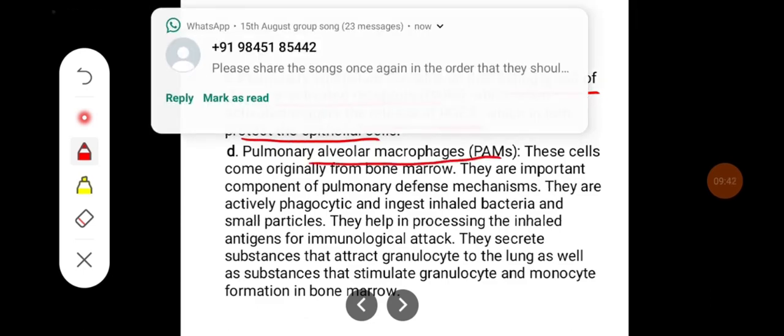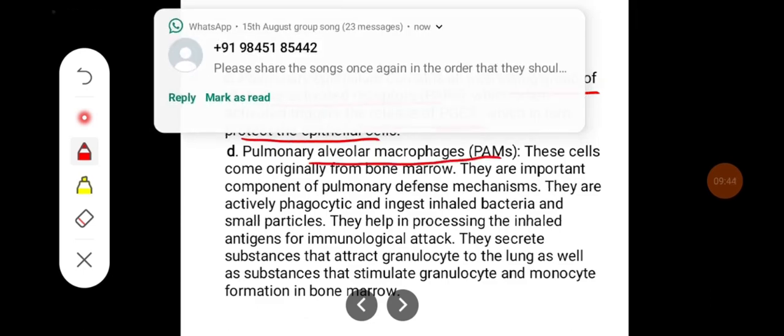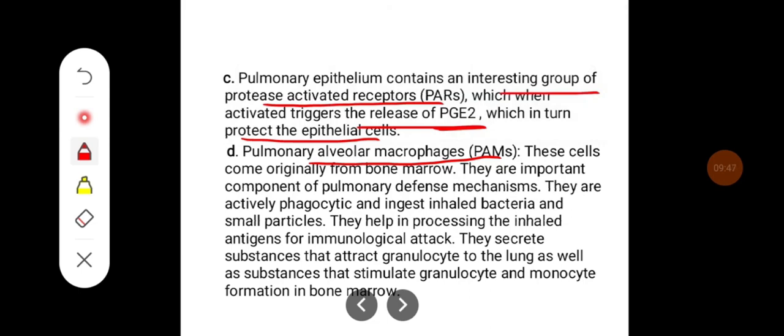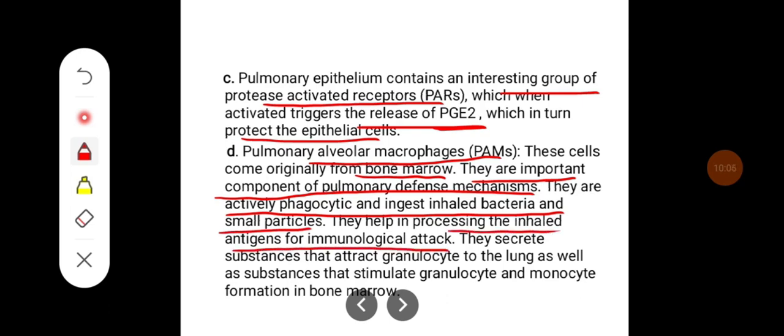Pulmonary alveolar macrophages, which are called PAMs, come originally from the bone marrow. They are an important component of the pulmonary defense mechanisms. They are actively phagocytic and ingest inhaled bacteria and small particles. They help in processing the inhaled antigens for immunological attack. They secrete substances that attract granulocytes to the lung, as well as substances that stimulate granulocyte and monocyte formation in the bone marrow.